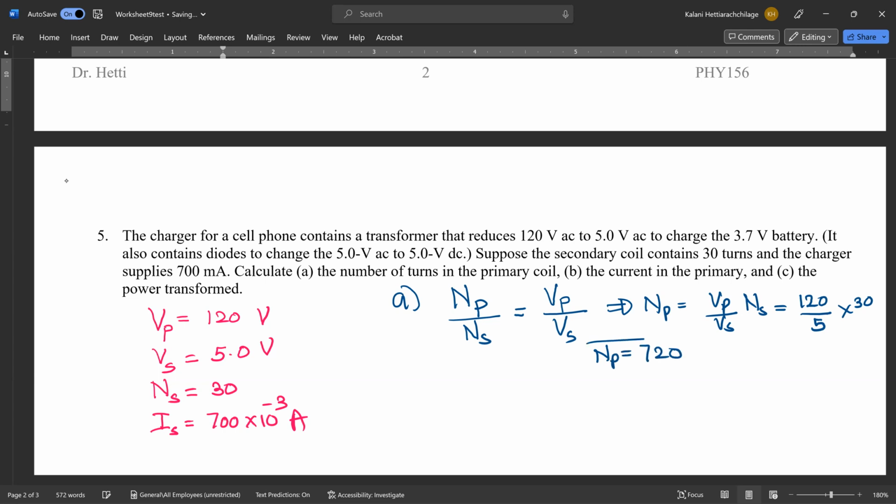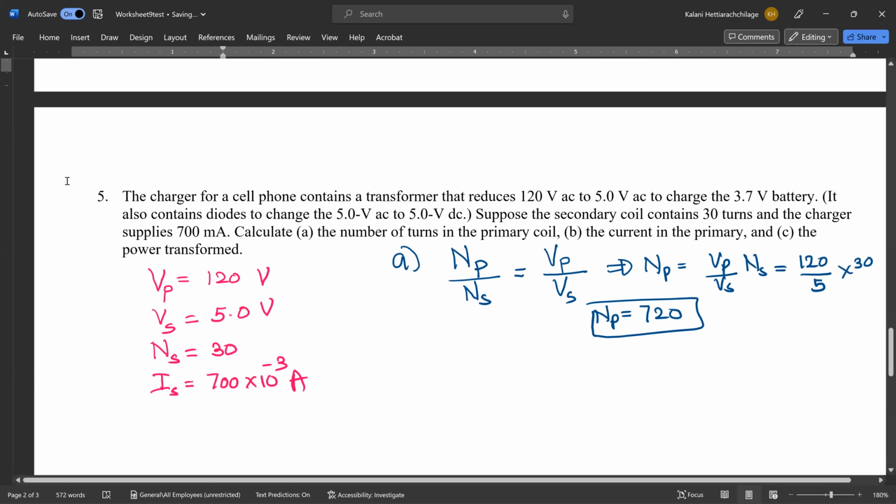That will give me NP as 720. In this case, you see that the voltage in the secondary coil drops. It's a step down transformer. So the number of turns should also be down in the secondary coil, that is 30, and in the primary coil I have 720 turns. Okay, and now we're going to move on to B.